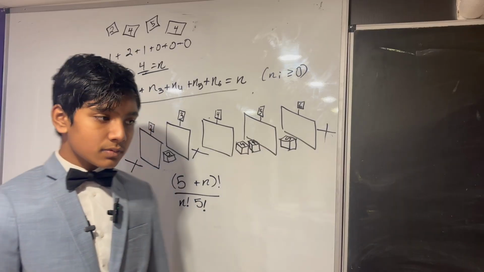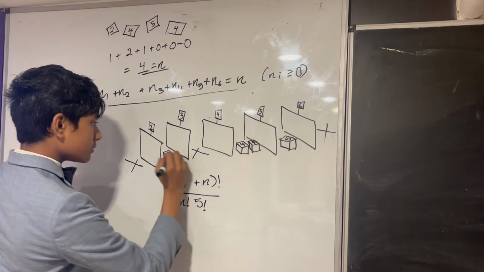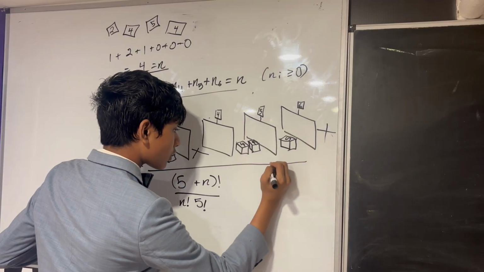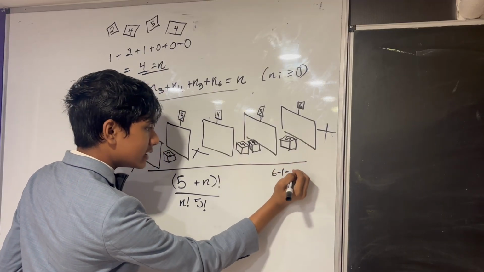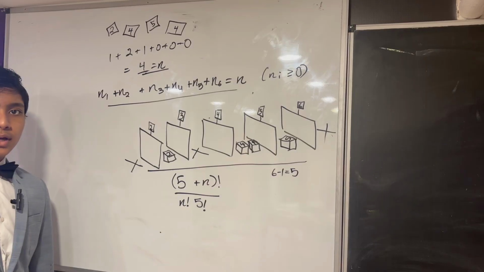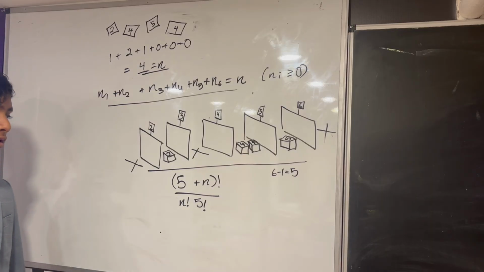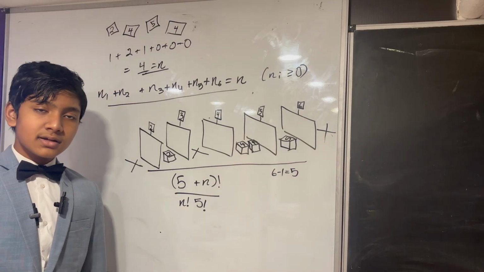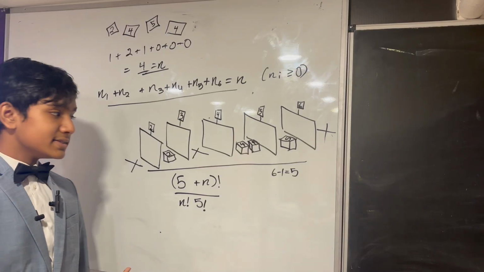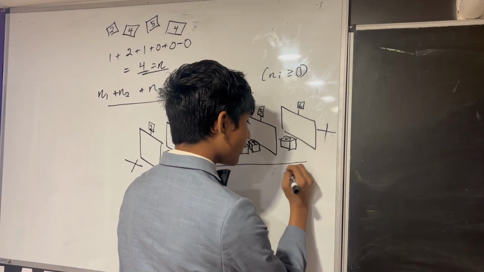And in fact, there are 6 minus 1 equals 5 dividers separating all our dice with results. Now, if our dice suddenly turned into d20s, then we'd be using 19 dividers instead.